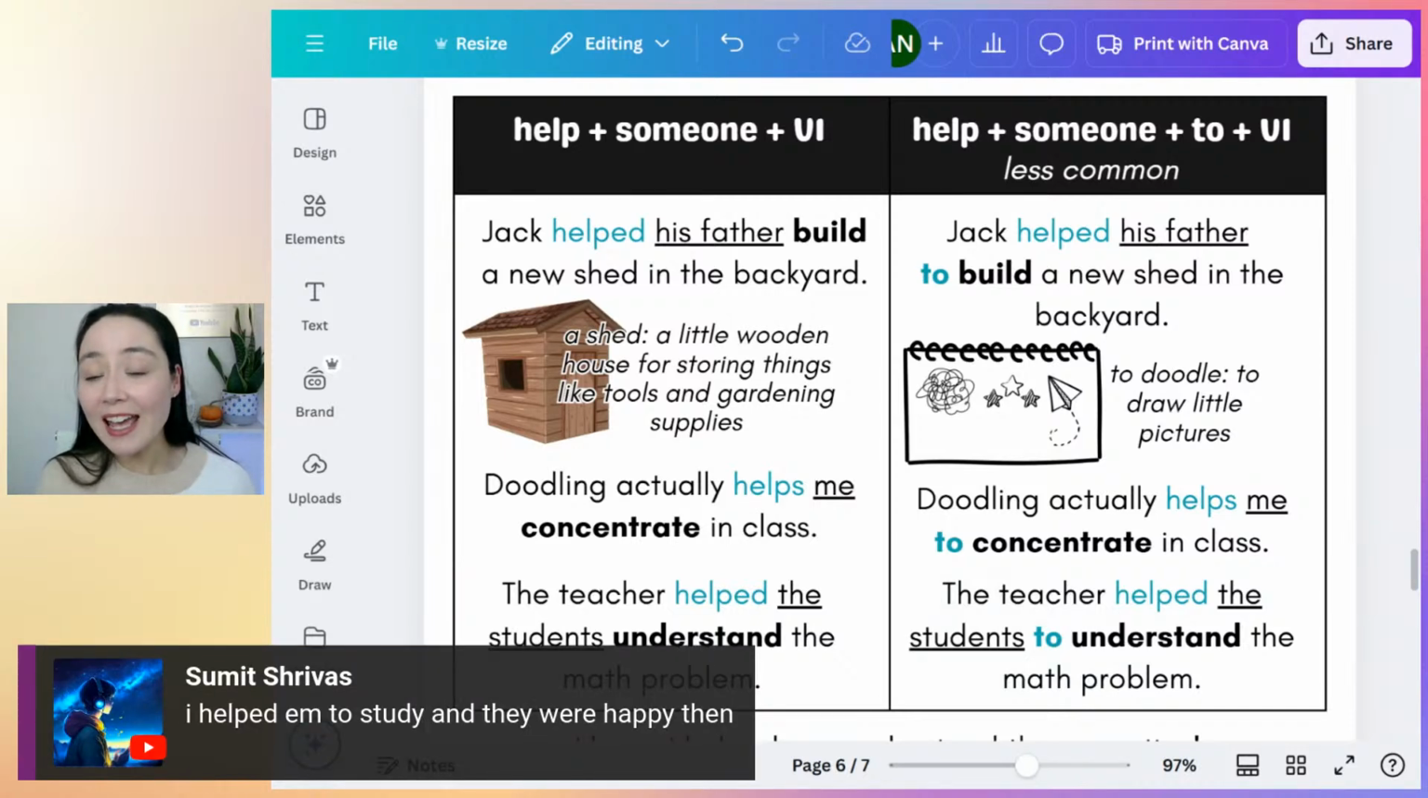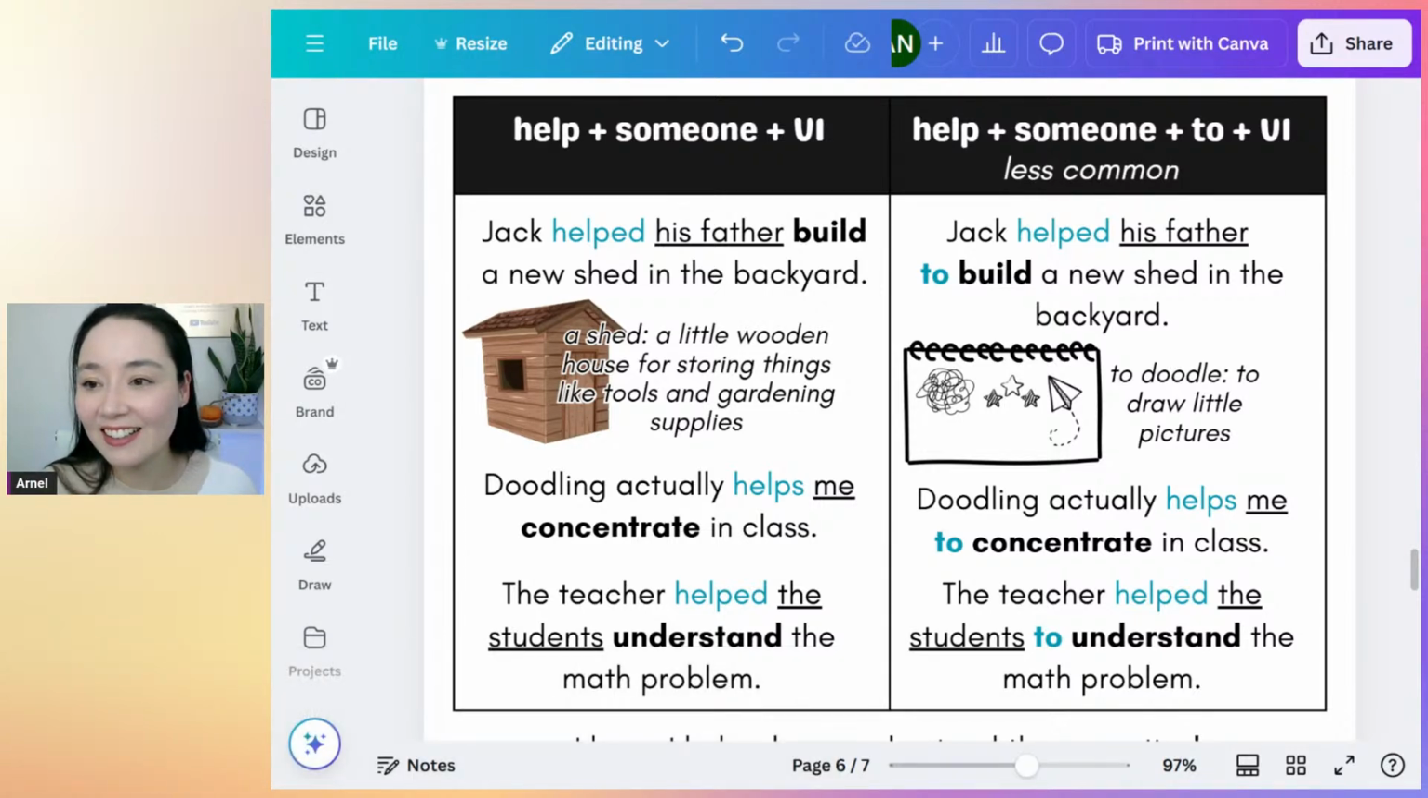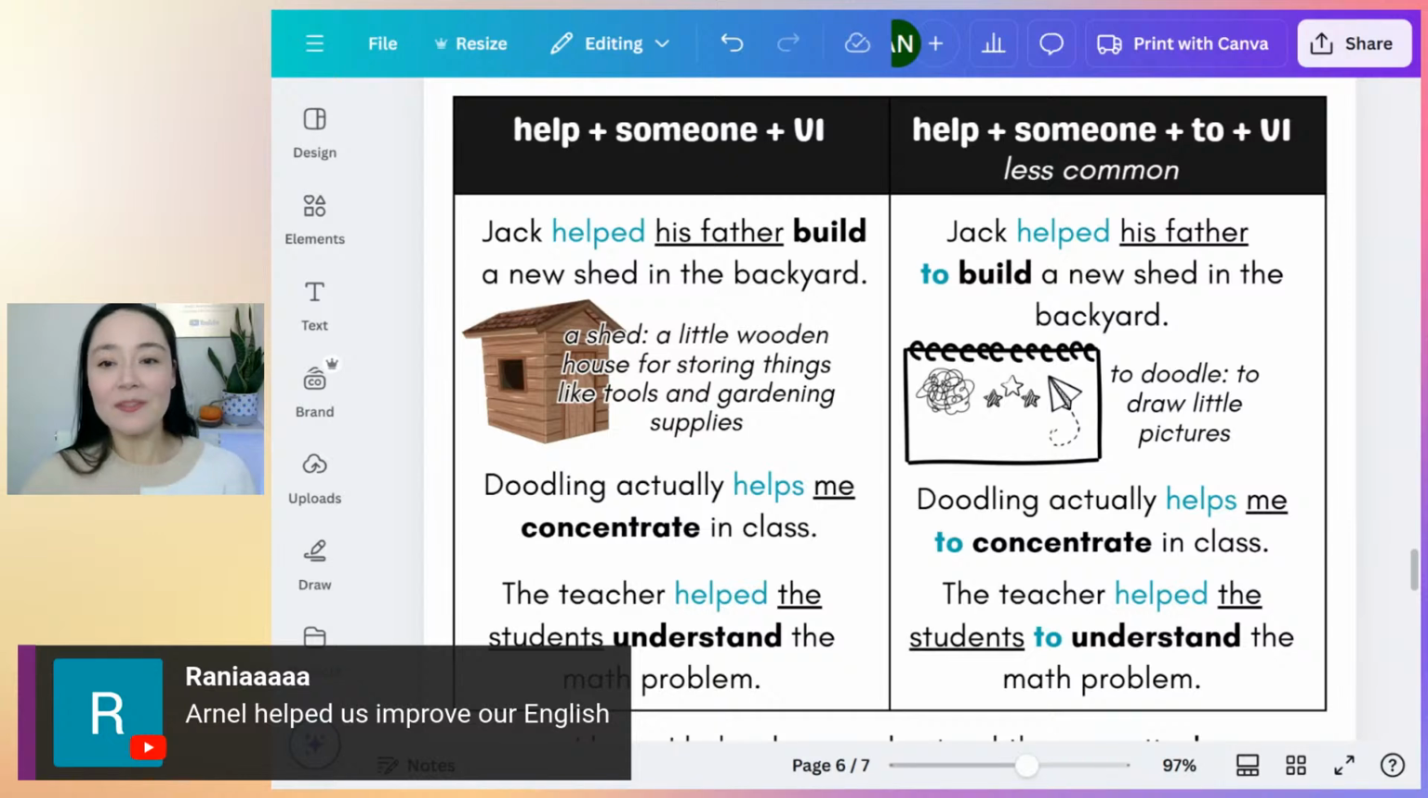Summit says, I helped them. I helped them to study and they were happy then. Nice, really good. Manuel, my nephew helps me to build a nativity scene at home. Yeah, great. Rania, Arnel helped us improve our English. I hope so. I hope so. Thank you.